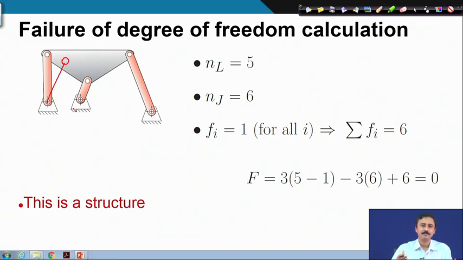It is invariant under perturbation. So, therefore, the degree of freedom calculation is invariant under small perturbations. This is a generic feature. This I call a generic feature of the degree of freedom calculation.